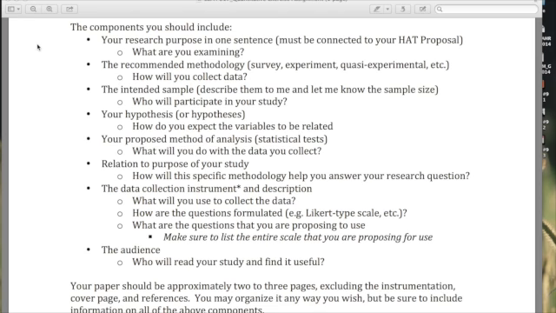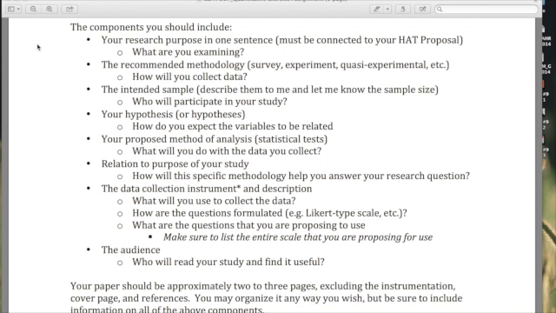The components that you should include are: what is the research purpose? Tell us in one sentence. This should be connected to your hat. So this isn't some kind of exercise that you're just making up. Think about the purpose of your hat and tell us what would be the research purpose in one sentence. And think about completing this sentence: the purpose of this project is to, and tell us what it is, right?